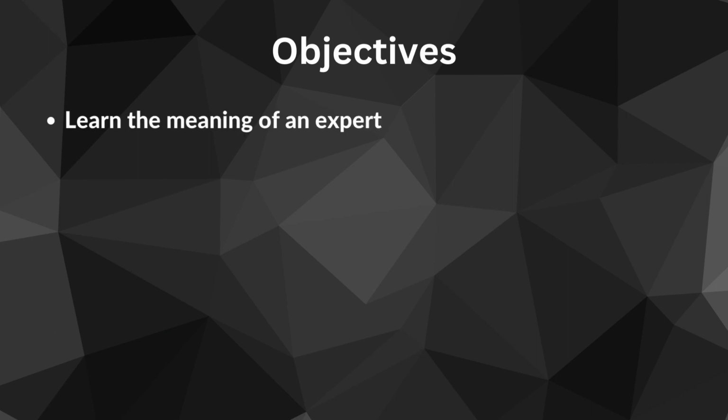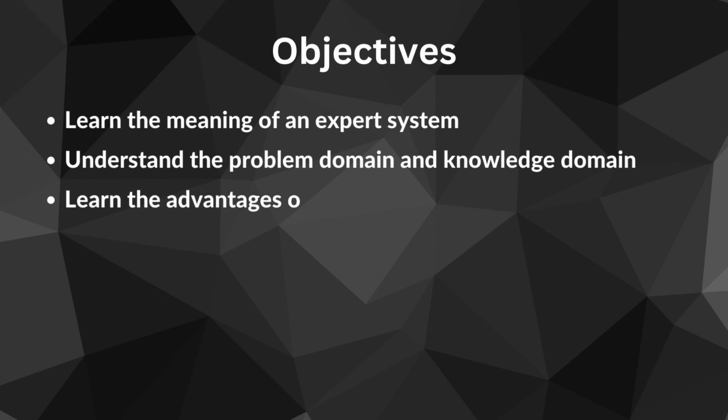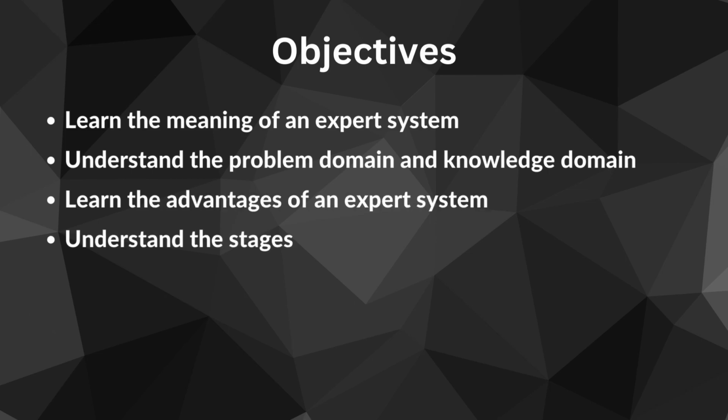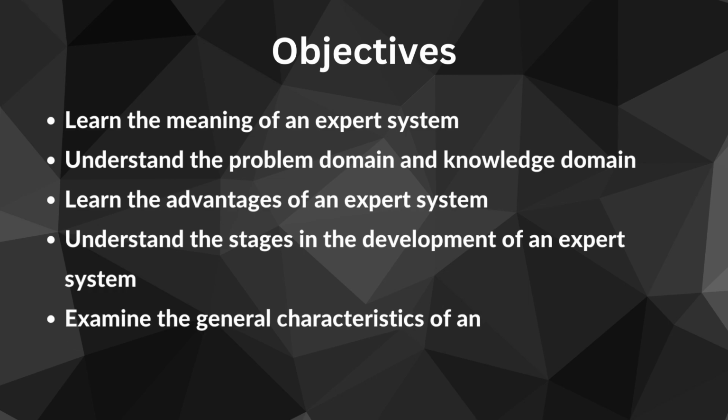Objectives of today's class: learn the meaning of an expert system, understand the problem domain and knowledge domain, learn the advantages of an expert system, understand the stages in the development of an expert system, and examine the general characteristics of an expert system.